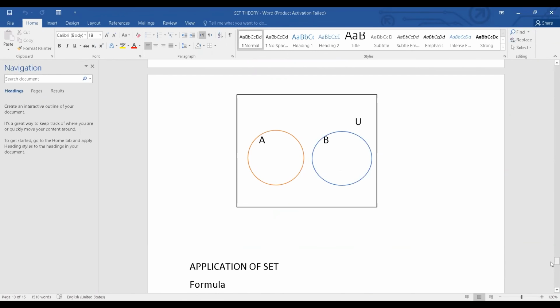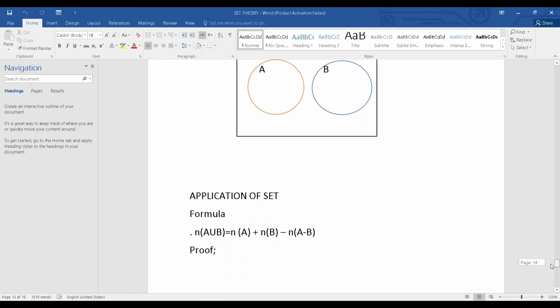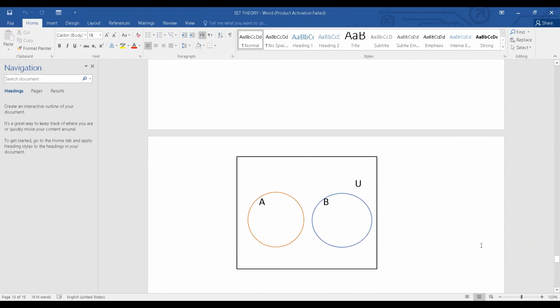Now, application of sets. Is it clear till here? Because the next will be proving all what we took now and yesterday. Is it clear till here?